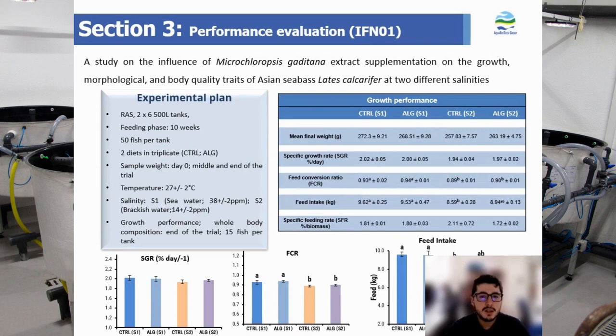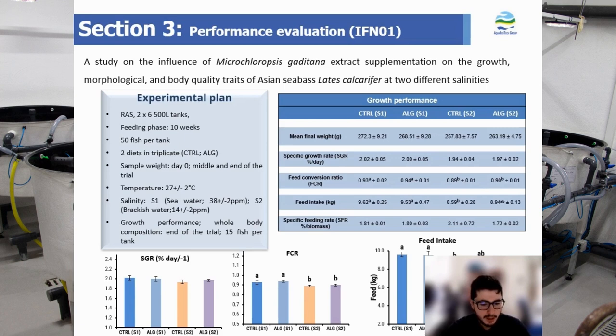The second study that I want to discuss is part of a Horizon project called Efficiency. The study code is IFN01. This trial was performed on Asian sea bass, normally named Barramundi. It is a study on the influence of the microalgae Nannochloropsis viridans extract on the growth, morphological, and body quality traits of Asian sea bass at 2 different salinities.